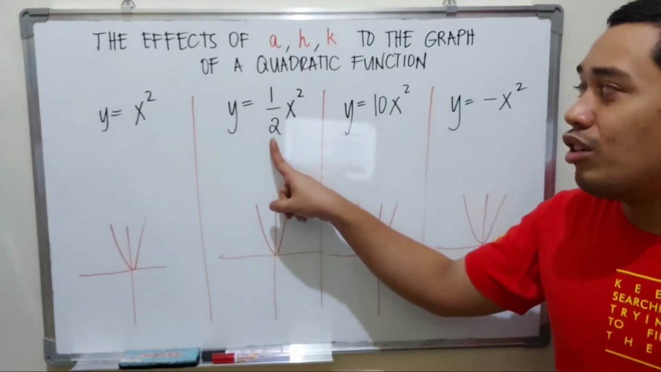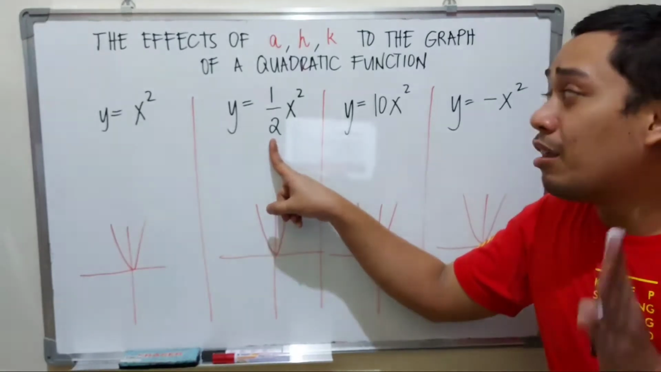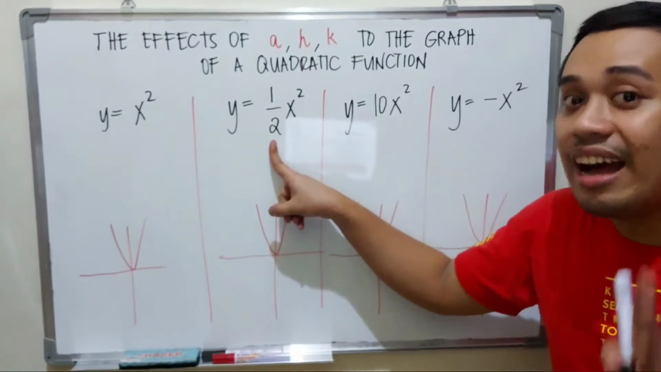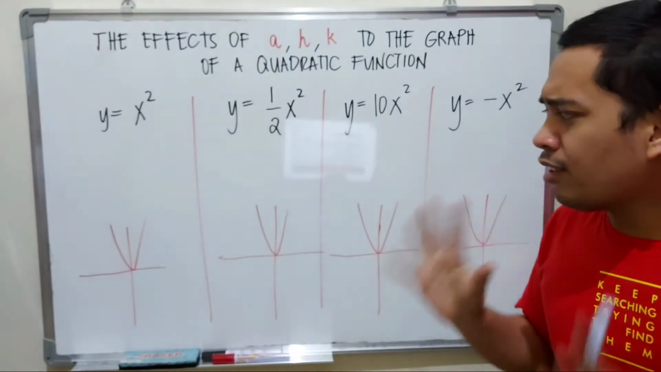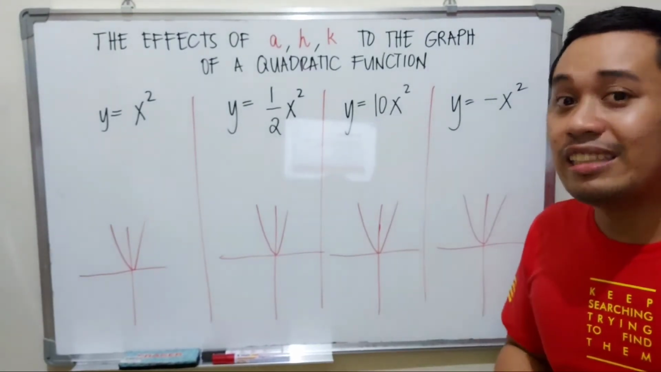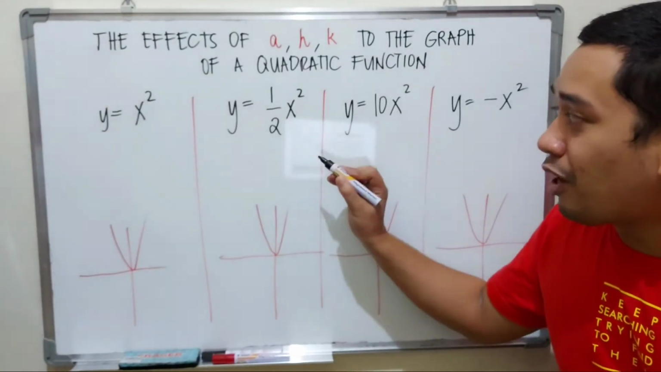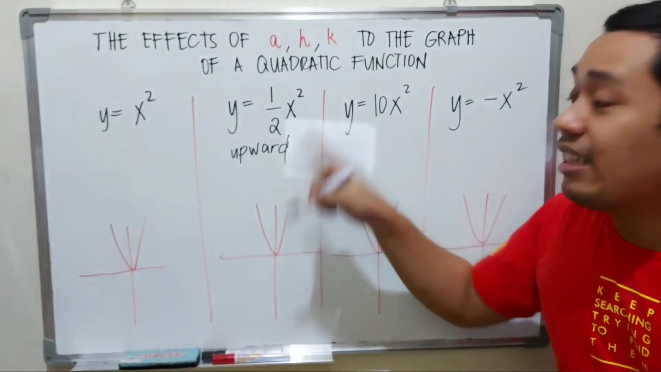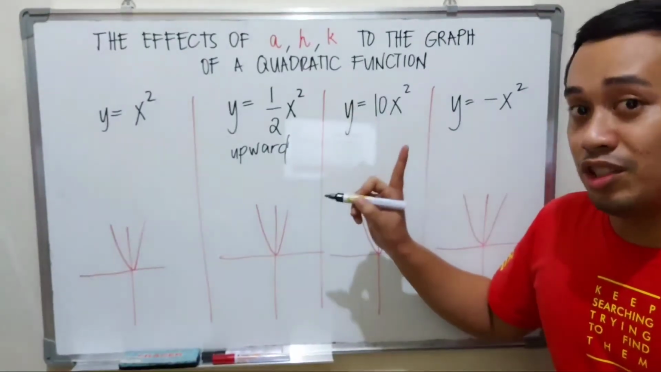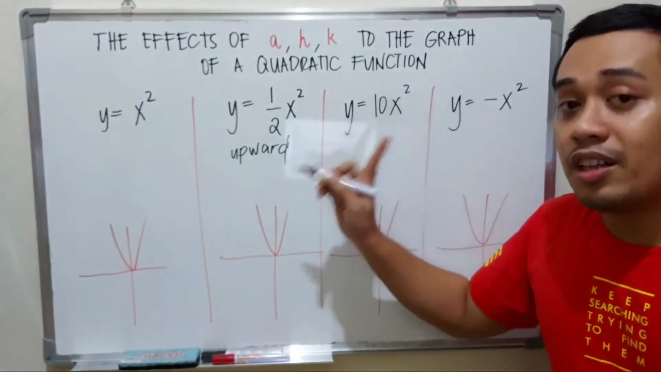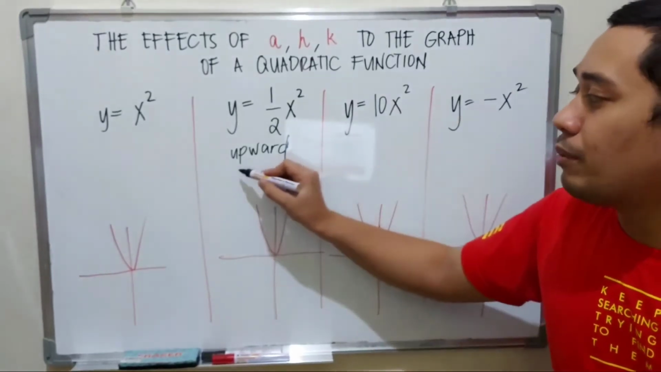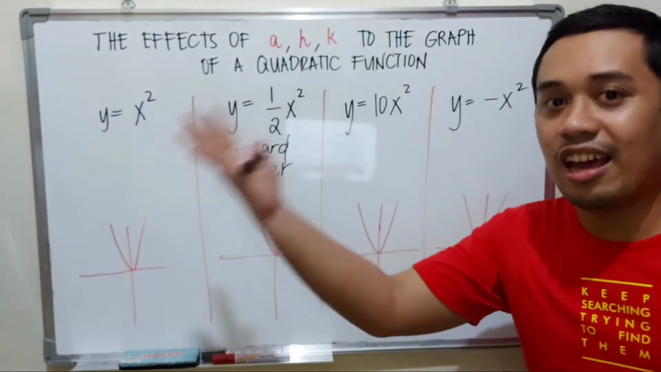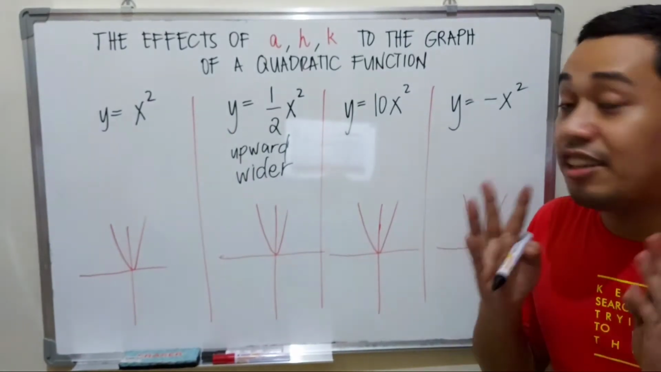Pag sinabi daw na 1 half ang magiging a, this is positive but less than 1 ang absolute value. So, ano ba yung magiging dapat natin tandaan? Pag positive, it should open upward. And kung mas maliit yung absolute value niya sa positive 1, then it will become wider. Or mas malaki yung buka ng ating graph.